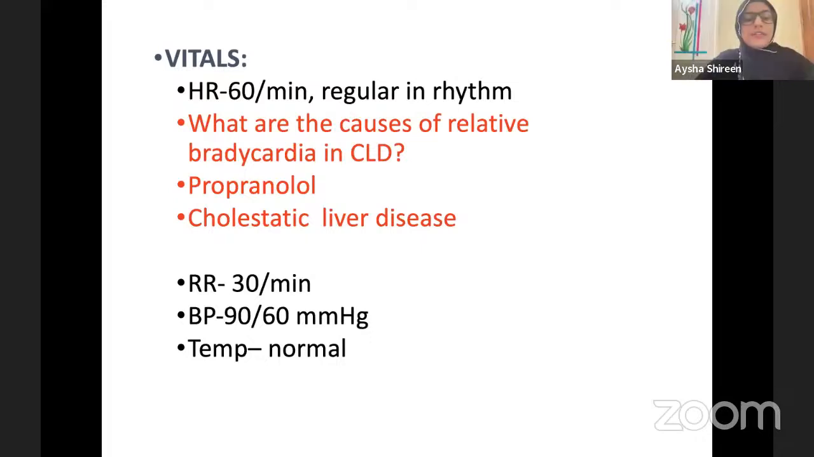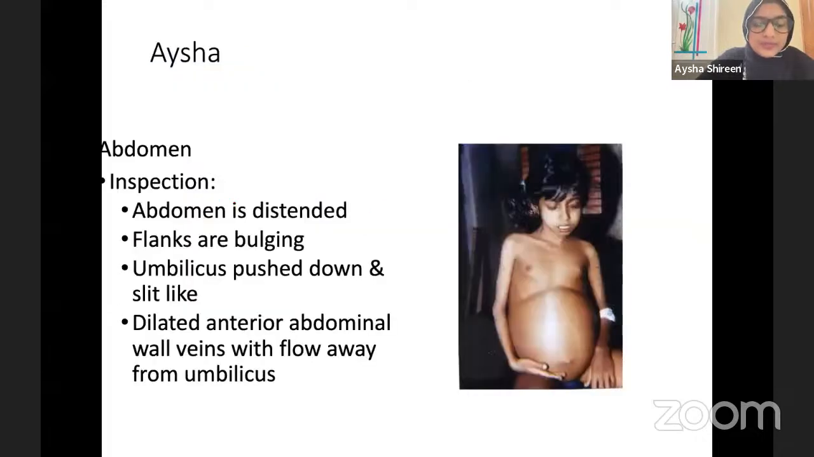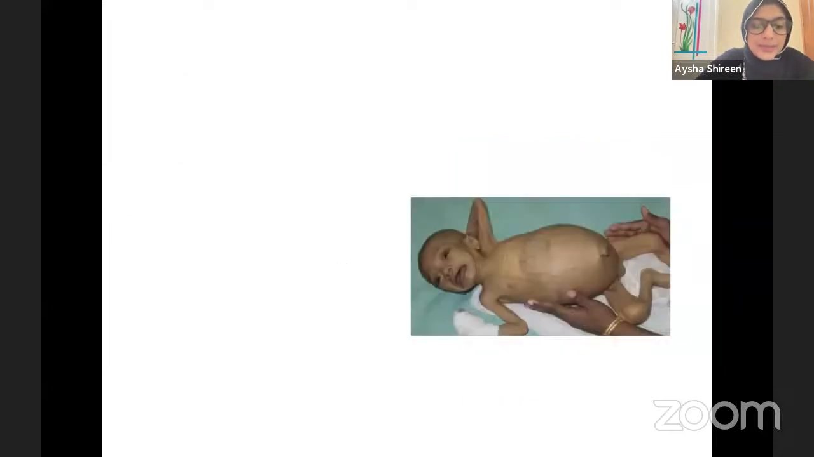Her respiratory rate was 30 per minute, BP was 90/60, and temperature was normal. Coming to the systemic examination of the GIT. On inspection, her abdomen is distended, flanks are bulging, umbilicus is pushed down and slit-like. She had dilated anterior abdominal wall veins with flow away from the umbilicus.